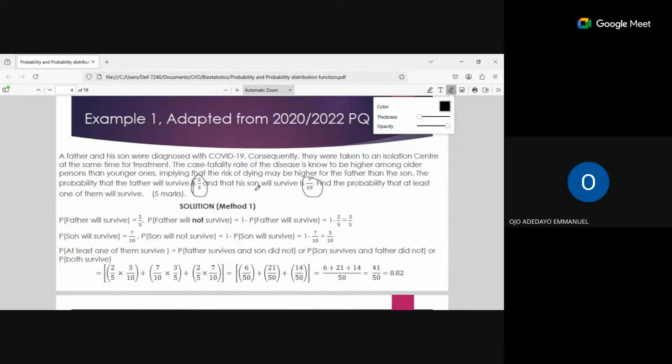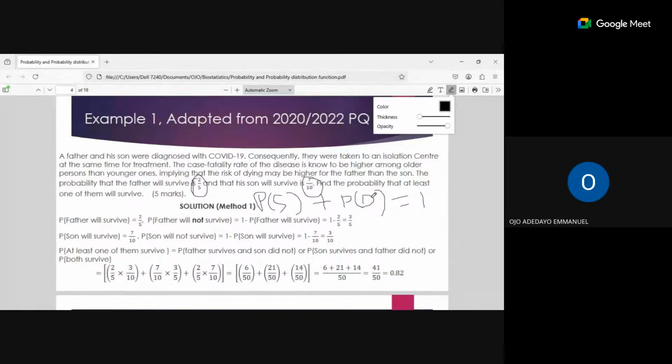Please also note that the probability of survival, let me put it as S, plus the probability of dying, let me put it as D, always equals 1. That means we cannot have any event outside of these two events. It's either someone is alive or someone is dead. So that is just two outcomes.